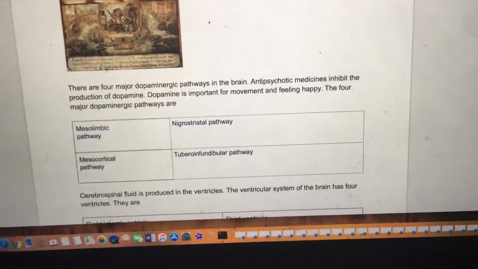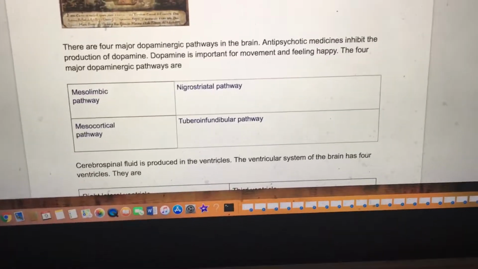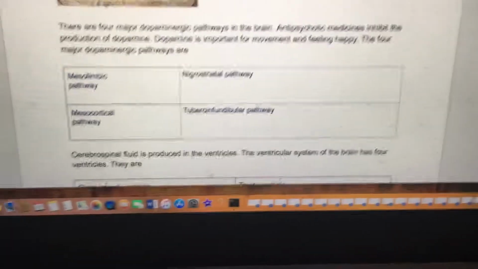tuberoinfundibular pathway. I think I just screwed up my throat because I coughed really loud. I shouldn't have done that. Whatever.